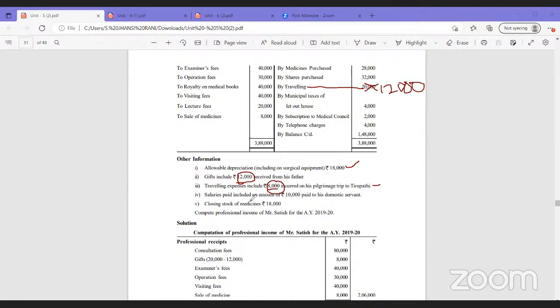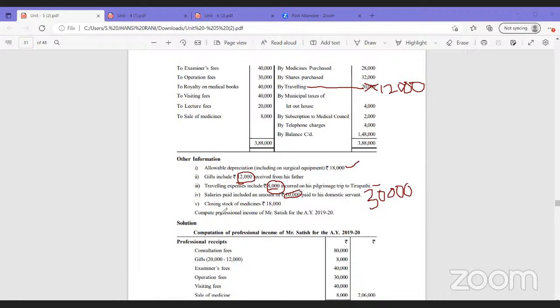Next, salaries paid included an amount of 10,000 paid to his domestic servant. Can you tell me the amount of salaries? 40,000, ma'am, given in the question. But it also includes his domestic servant, the servant working at his home. So it is a personal thing. Our salaries will not be 40,000, it will be 30,000 only. The personal part will be deducted.